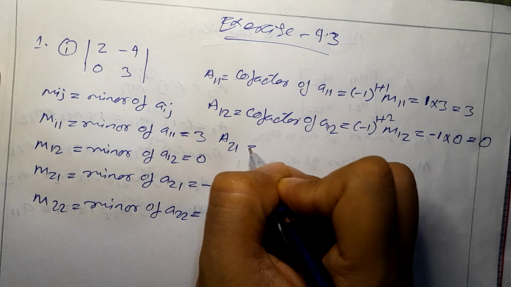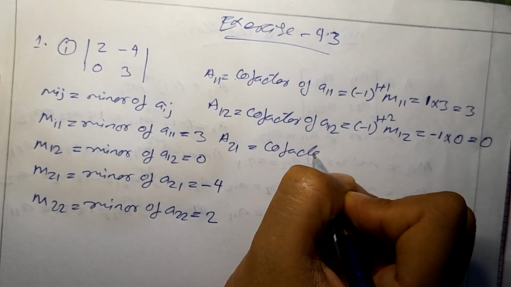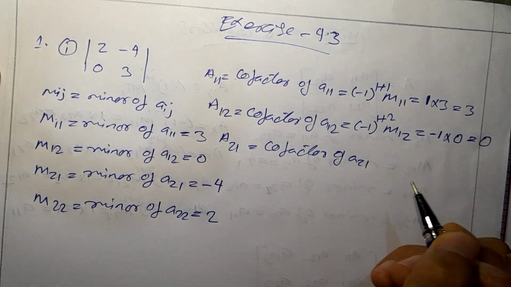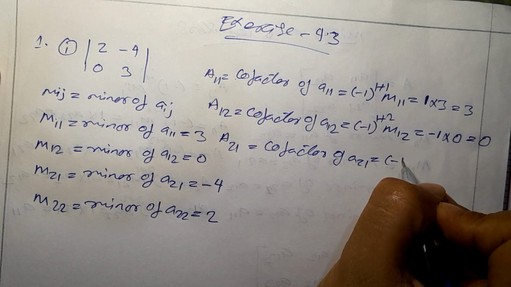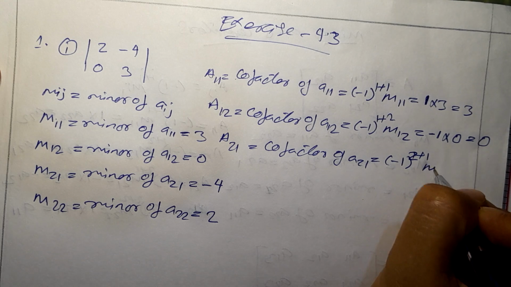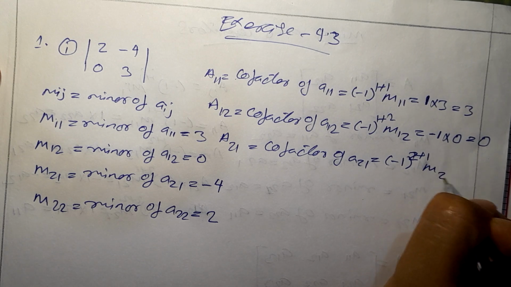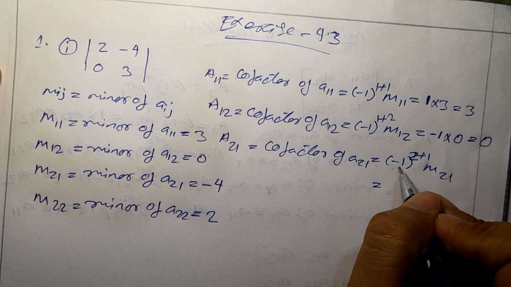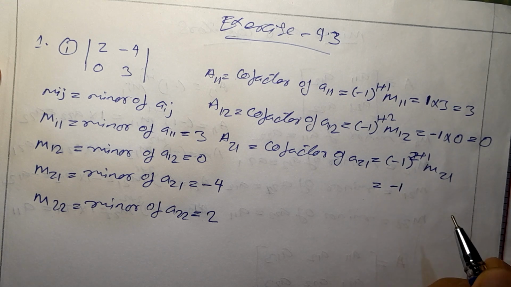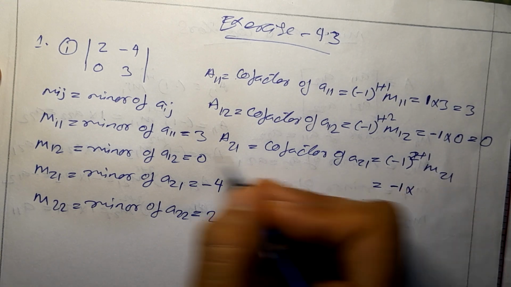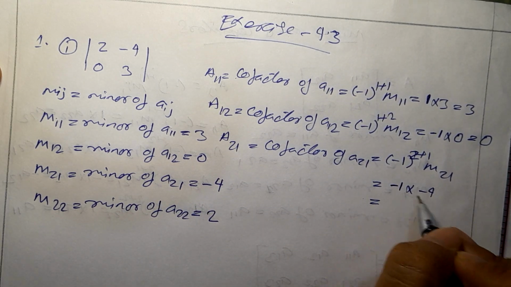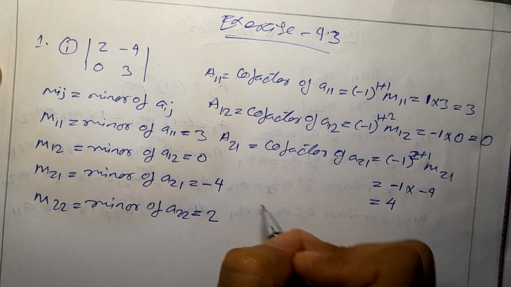The cofactor of a21 is minus 1 power 2 plus 1 times M21. That is minus 1 power 3, that is minus 1, negative M21. So we have M21 as minus 4. Minus 1 into minus 4 will give 4.